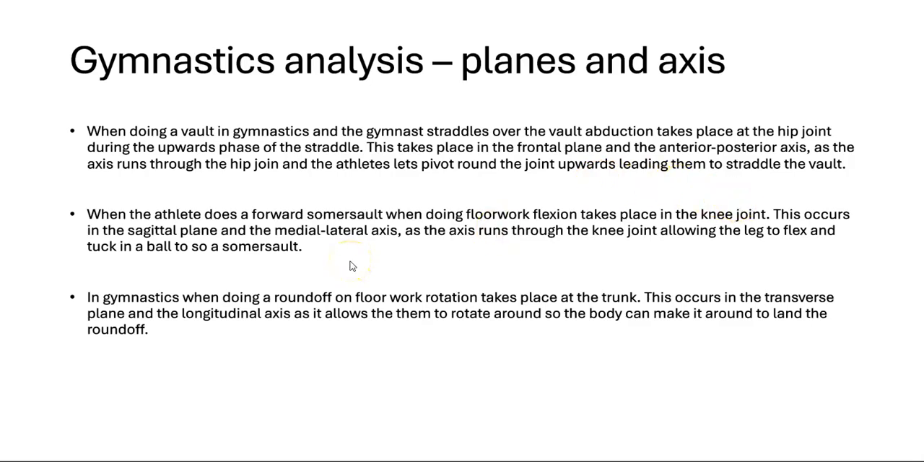When the athlete does a forward somersault when doing floor work, flexion takes place at the knee joint. This occurs in the sagittal plane and the medial lateral axis as the axis runs through the knee joint, allowing the leg to flex and tuck in a ball to somersault.